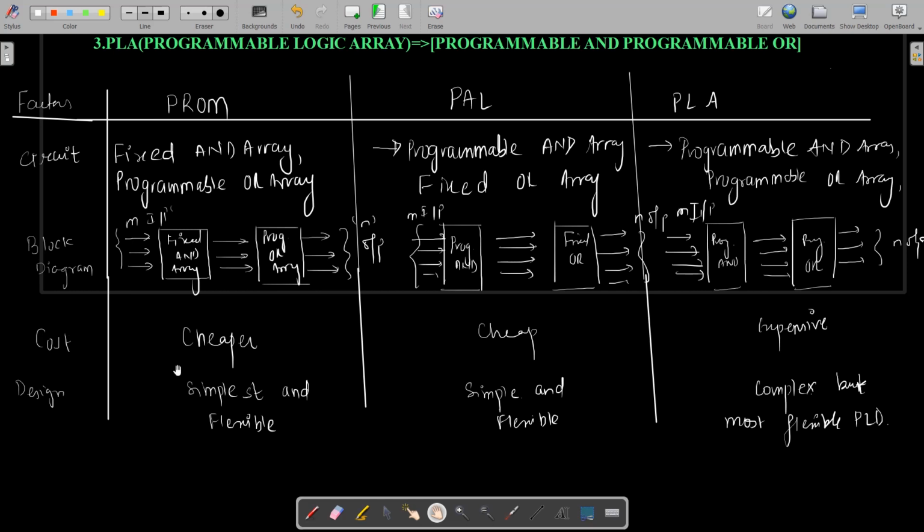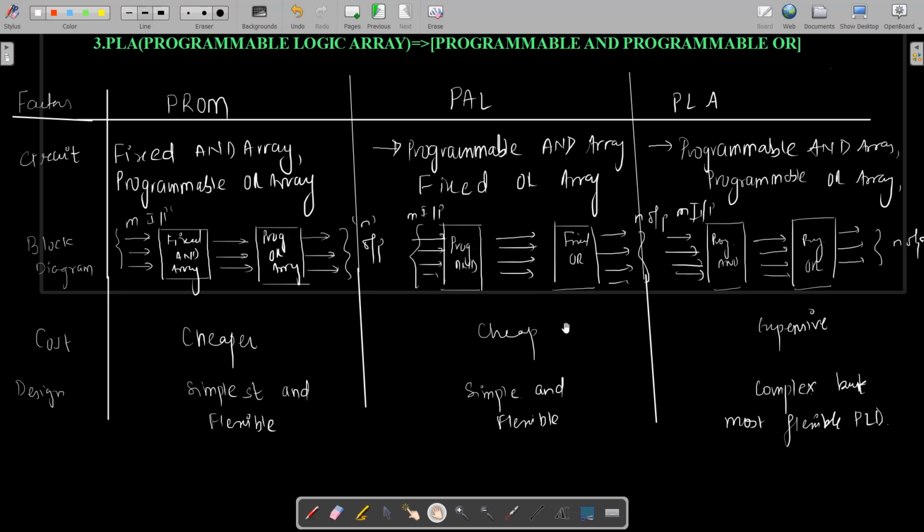Cost: PROM is quite cheap as it has a fixed AND array. For the fixed AND array, you can even use the circuit of a decoder, and then you only need to think about how to design the programmable OR array. That means after using the decoder, you program the OR array, so its design is simple and it is flexible. Compared to all three, this is the simplest possible way to design.